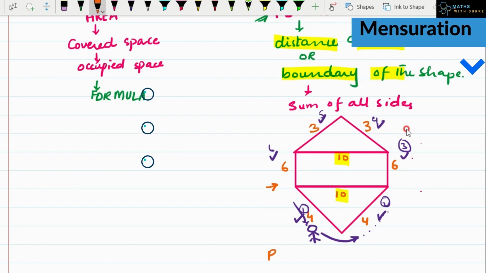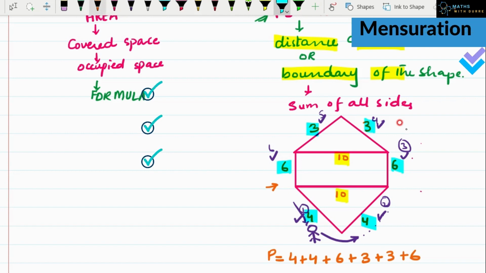So we will write perimeter as 4 plus 6 plus 3 plus 3 plus 6. Basically I have just added all the sides, all the boundaries. Whatever answer comes will be the answer of the perimeter. So this is how we can easily calculate it.